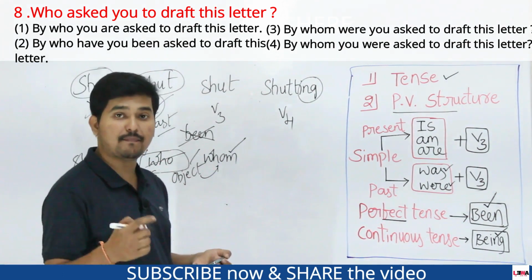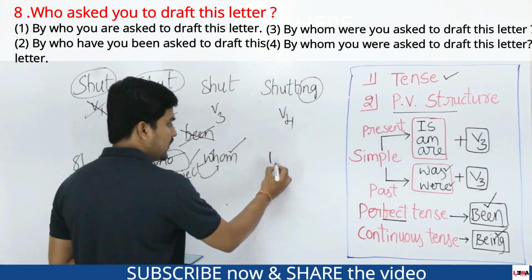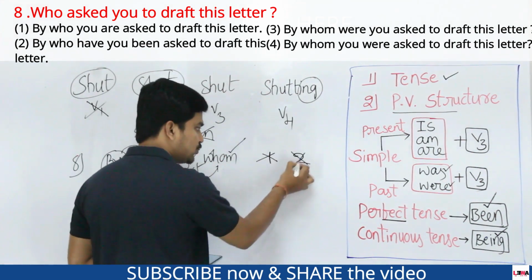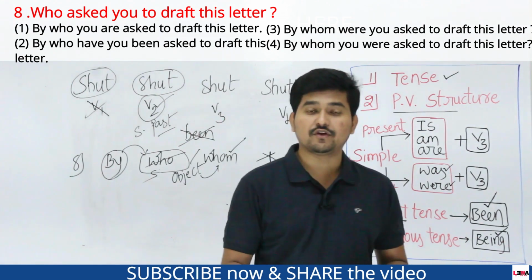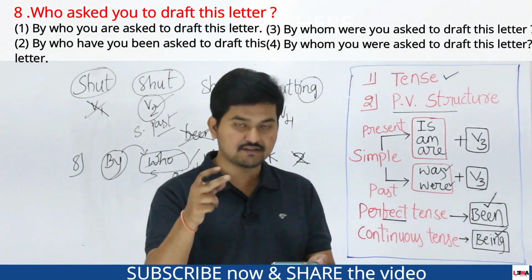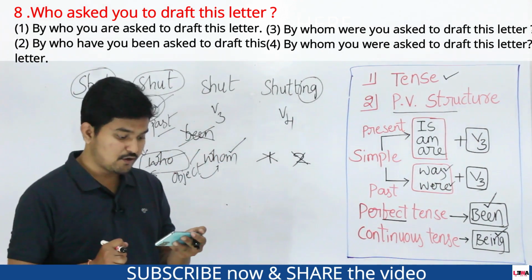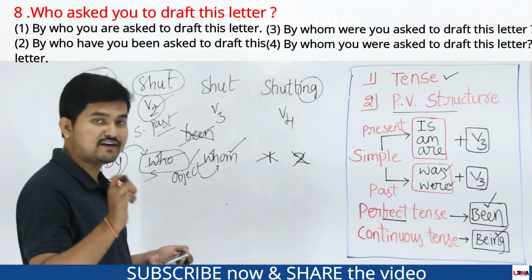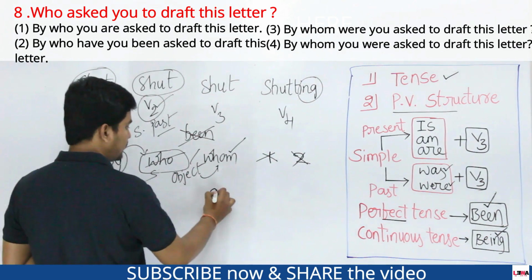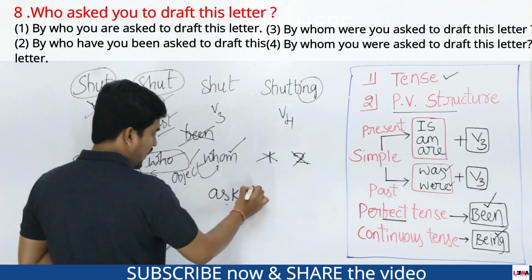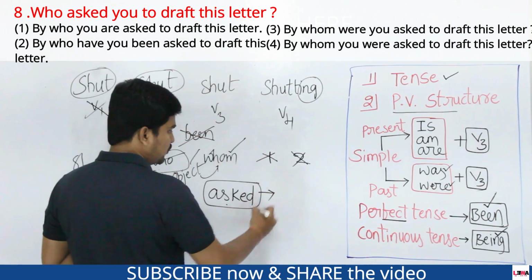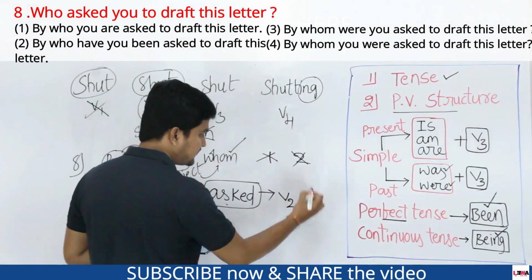Among the options you can see by who in option number 1, option number 2. Eliminate 1, eliminate 2. In no time you are going to get the answer. Okay, now which one is the answer in between option number 3 and option number 4? Check. Option number 3 says, by whom were you asked? All that you have to do is identify tense. Who asked you? In the question, you can see who asked you. Okay. Now using this word I can say this is again simple past.